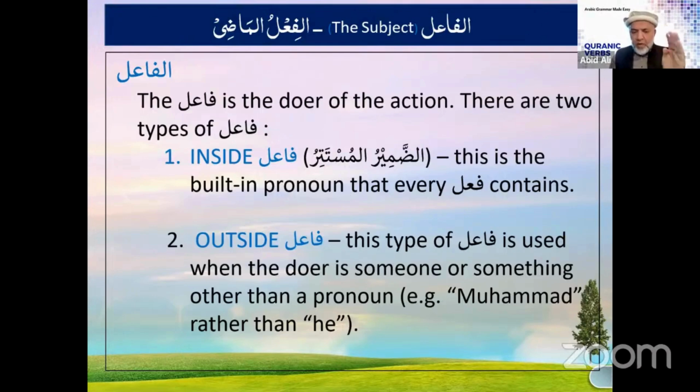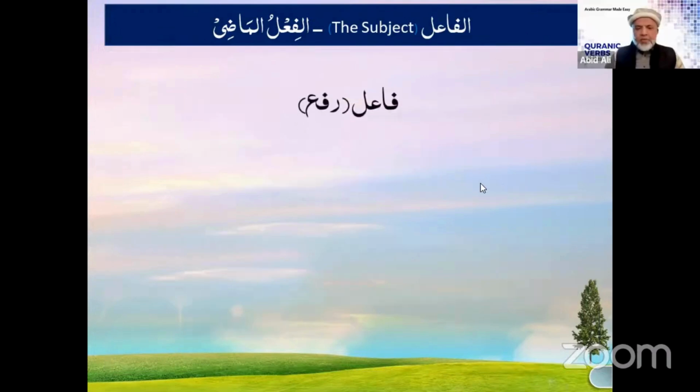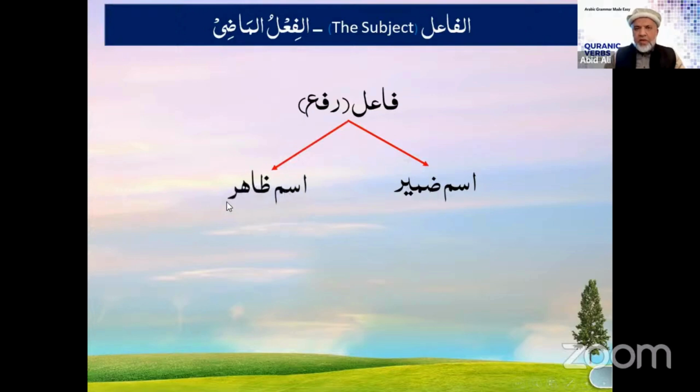So Abid came. Abid is a visible outside fa'il. In the second sentence, he sat down. He is the inside fa'il. On the high level, is this information making sense? Okay. So let's take a look. We know that fa'il is supposed to be marfu. And fa'il is a subject. And every verb requires a subject, correct? So a fa'il could come as ism damir, or it could come as ism zahir.